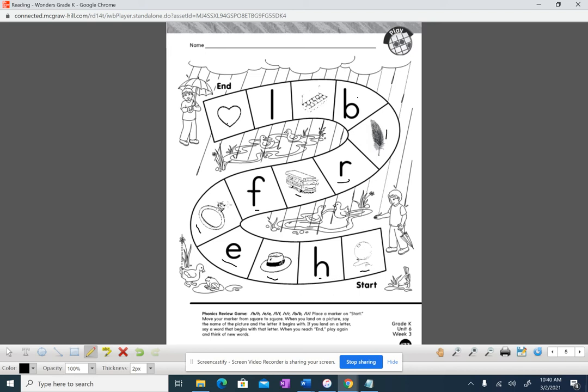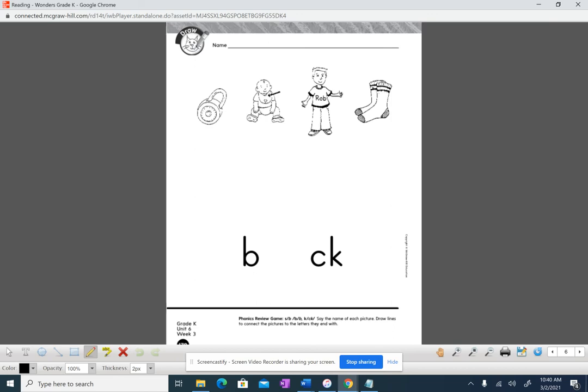Okay, so there's really nothing to do here but go through and name the picture and the letter it begins with, or name the letter and something that begins with that letter. So our last page today is a matching page. We have to take a look at the picture and then draw a line if it begins with the B sound or if it ends with the CK sound.